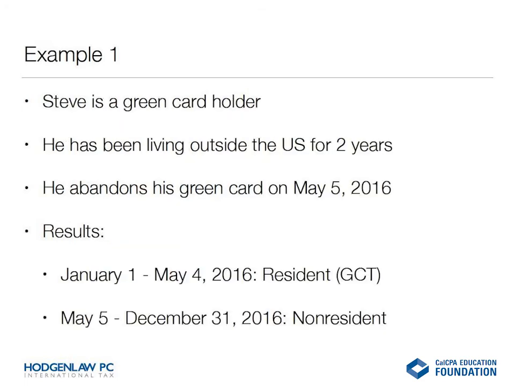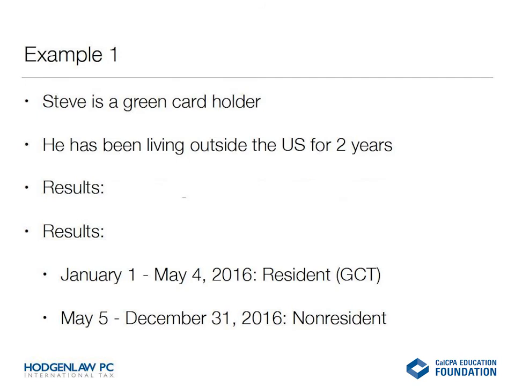So let's take Steve. Steve is a green card holder. He's been living outside the U.S. for 2 years, and he abandons his green card on May 5th, 2016, and of course he abandons it properly and files I-407 and turns in the green card, so he actually truly has surrendered it. The results of this situation are that from January 1st to May 4th, he would be a resident under the green card test, and then from May 5th to December 31st, he's a non-resident. So Steve in this situation could file a dual status tax return.